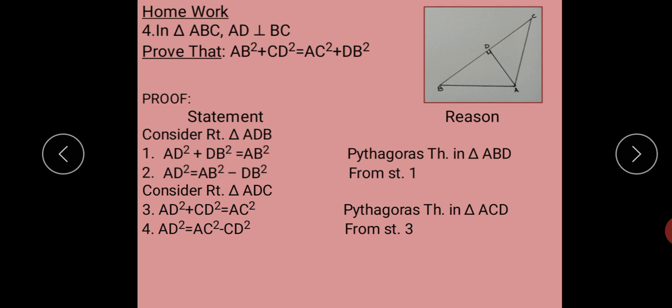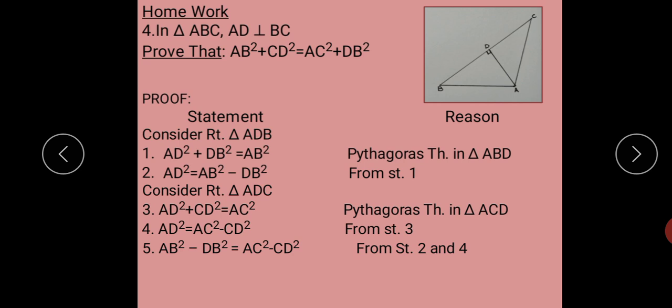Look at statement 2 and statement 4. The left hand sides are AD square. So you can equate the right hand sides of the two statements. That is AB square minus DB square is equal to AC square minus CD square.